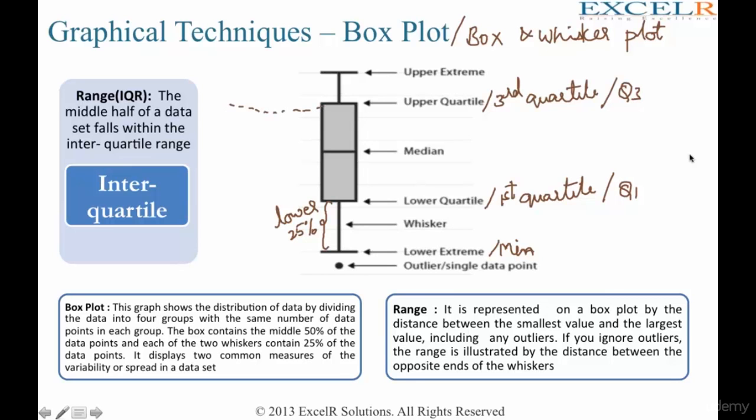Sorry about this. Let me choose a different color. From this third quartile until this minimum value, you would have 75% of data.